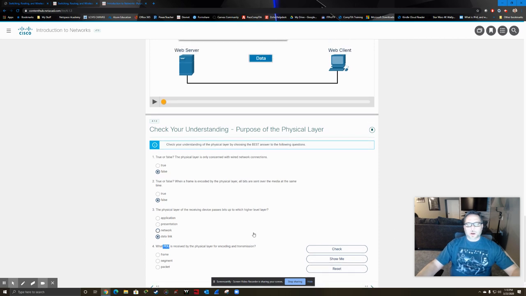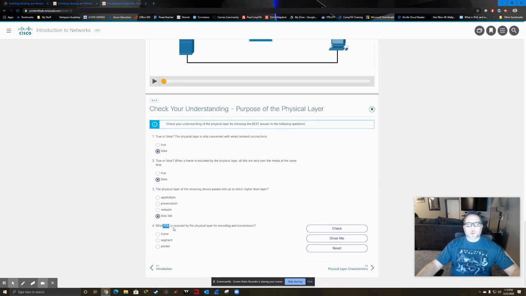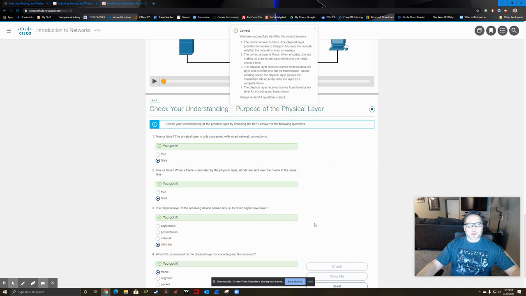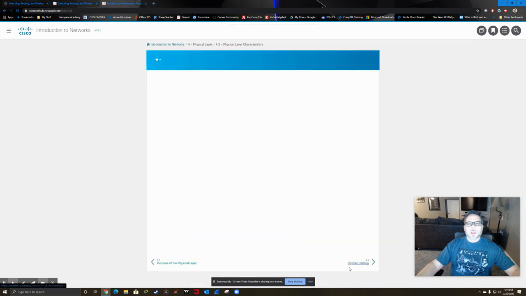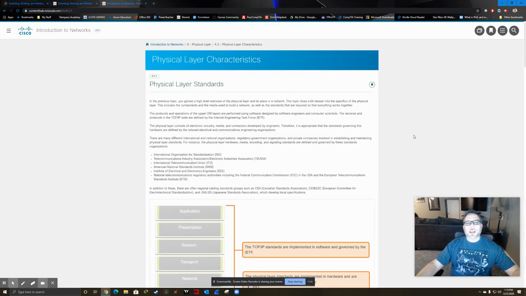So what do we call the information that's received by? Okay, so if we're receiving information, that means we must be encapsulating. So we're coming from the data link layer, which would mean that we're dealing with a frame there. So packets are at layer 3, the network layer. Segments are at the transport layer, layer 4. So let's just make sure we're good and we are correct. Let's move on to physical layer standards.